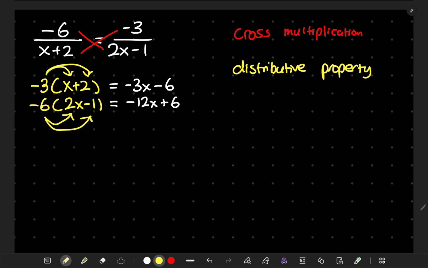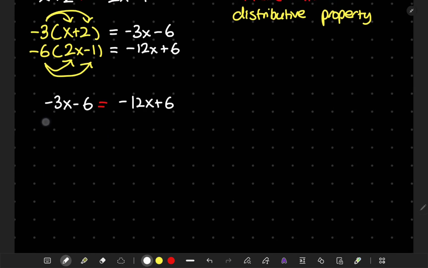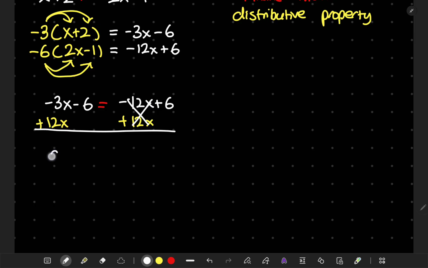I'm actually going to write this in red to say that, hey, we have to ultimately make them equal. So I'm going to have this negative 3x minus 6 equals negative 12x plus 6. And guess what? It's just like the same idea, having x's on both sides. I'm going to add 12x to both sides to get rid of one of the x's. The 12x's cancel out, leaving me with 9x minus 6 equals 6.